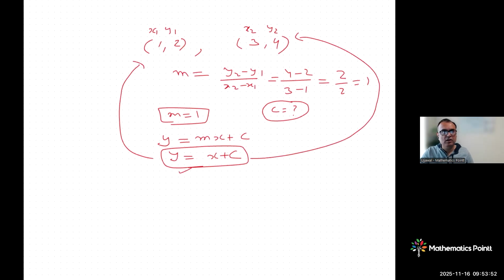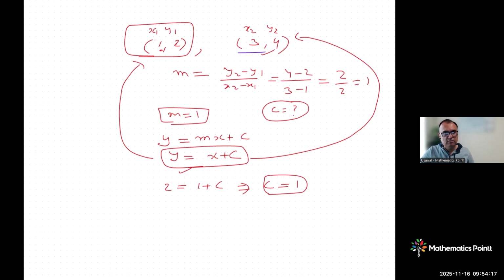Let's plug in 1, 2 here. Let's plug in y equals to 2 and x equals to 1. So my c value is 2 take away 1 is 1. I can try with 3 and 4 as well. Let's try it with a different color. We'll land on the same spot. Y is 4. So I can say 4 equals to 3 plus c. So c will be 1 again. So the answer is y equals to x plus 1.